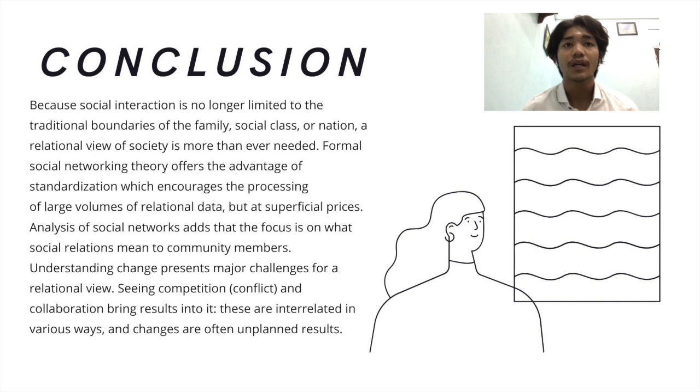Formal social network theory offers the advantage of standardization, which encourages the processing of large volumes of relational data, but at superficial prices. In the analysis of social networks, the focus is on what social relations mean to community members.